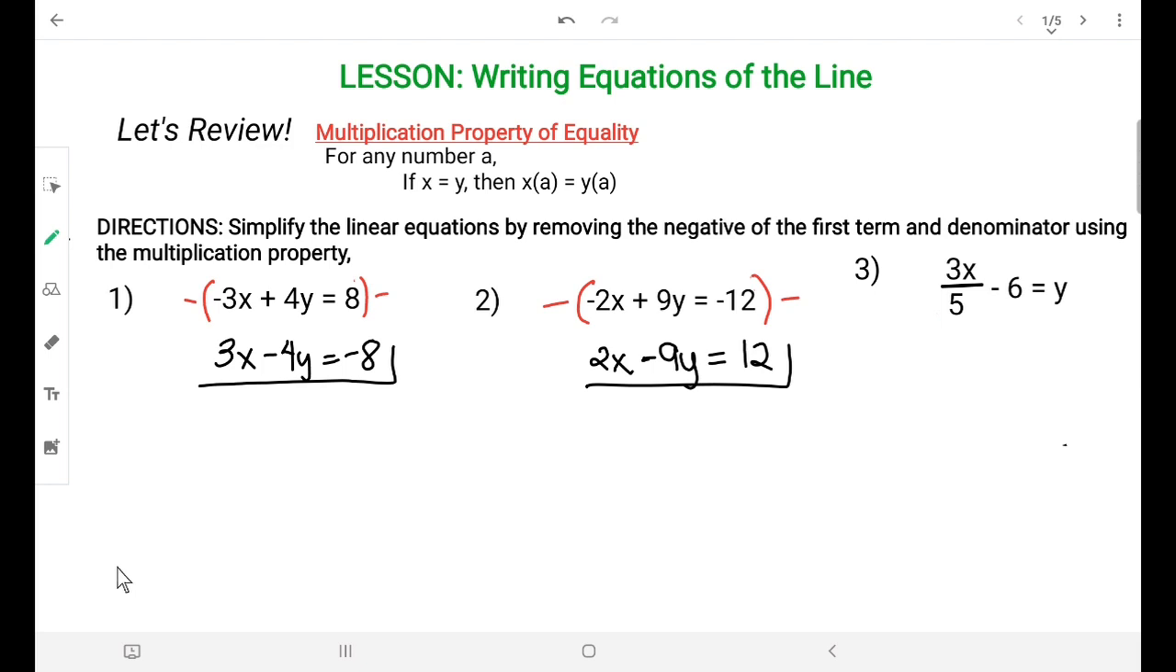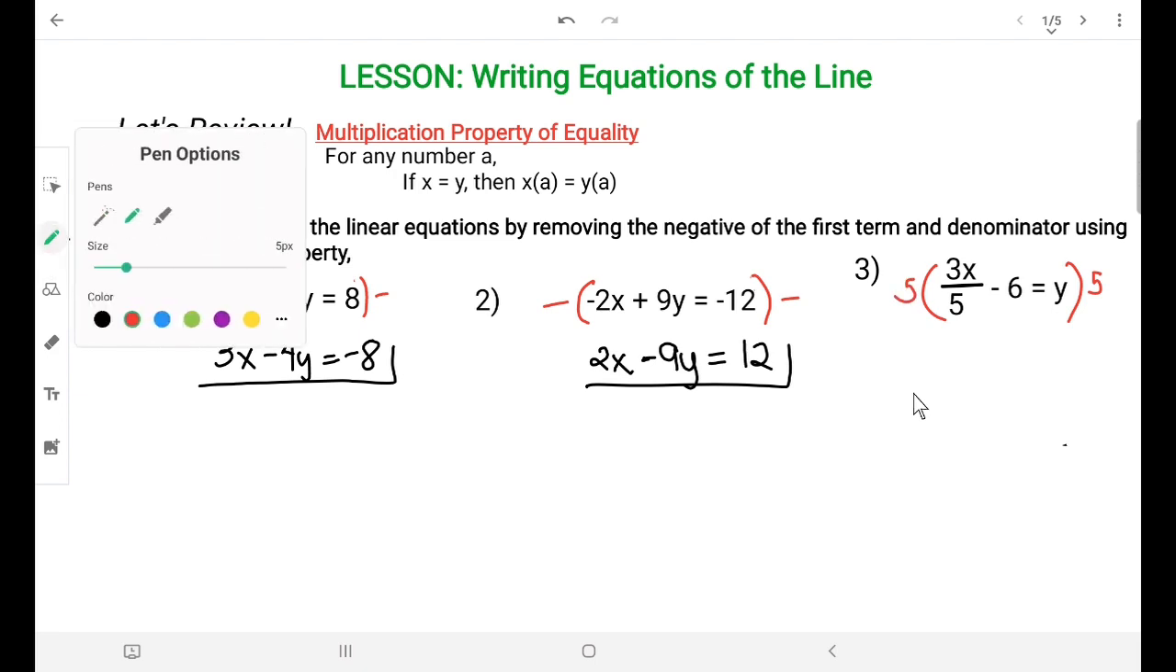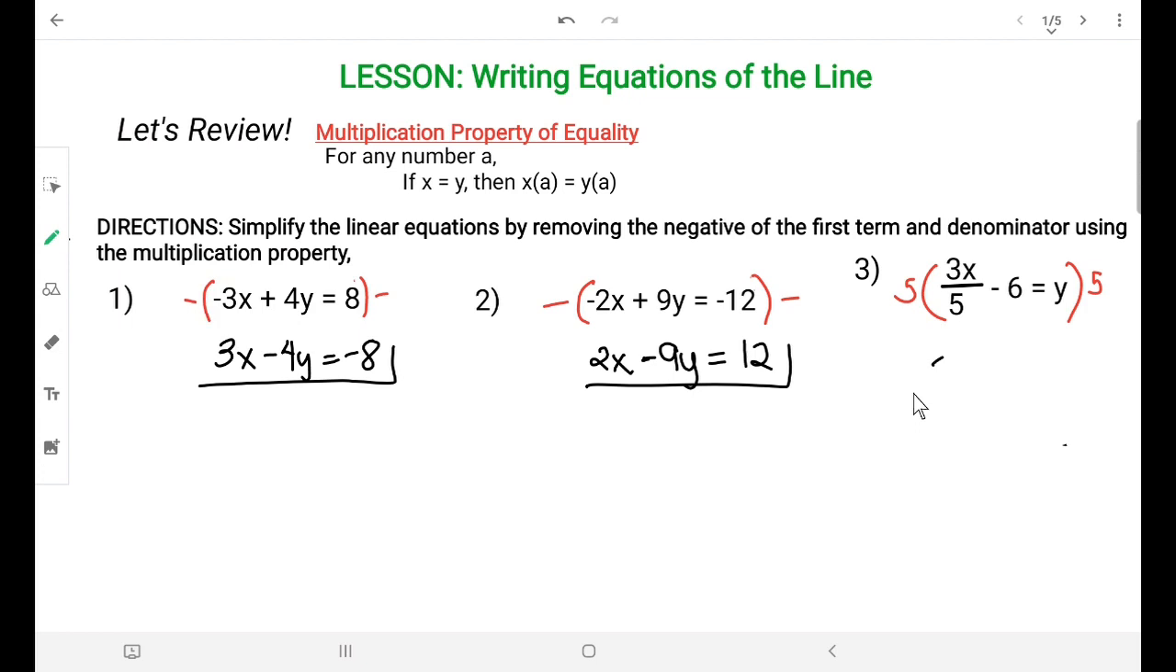Last one. We have to remove the denominator in this equation: 3/5 x minus 6 equals y. How do we do that? Simply multiply both sides of the equation by 5, so we can get rid of the denominator. 5 times 3/5 x gives us 15/5 x, or simply 3x. 5 times negative 6 is negative 30, equals y times 5, which is 5y. And that's it. The first term is also positive, so we're done. We will apply this concept in writing equations of the line.